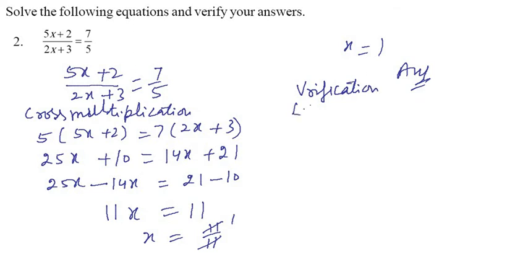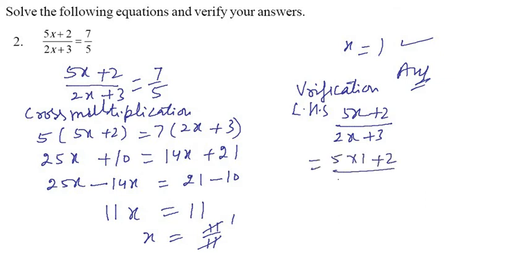Verification, taking left hand side of this answer. The answer is (5x + 2) divided by (2x + 3). Now put the value of x equal to 1 in this. So 5 into 1 plus 2, and here is 2 into 1 plus 3.